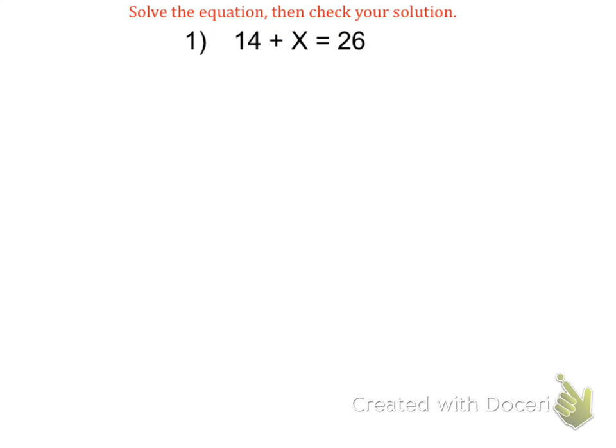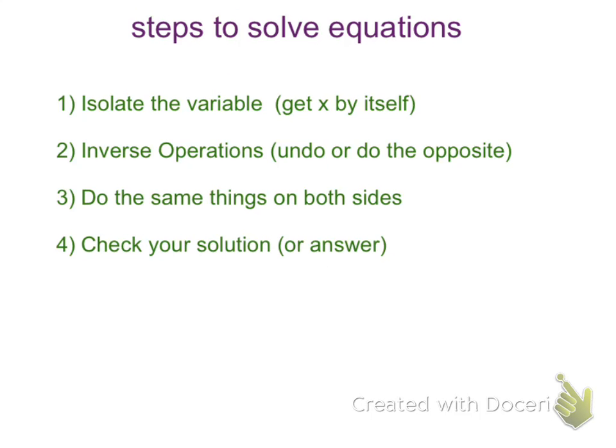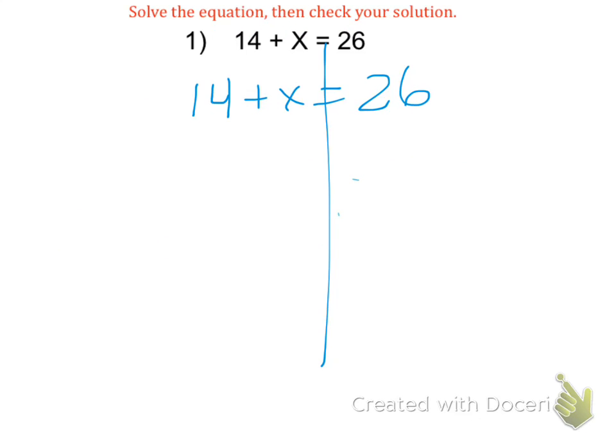So here's our problem number 1. Solve the equation, then check your solution. First thing when you are doing this, I would take the equal sign and draw a line straight down. Rewrite the problem. And if we think back to our first step, isolate the variable. Get x by itself and make sure we're doing the opposite operations. So right now it looks like I am adding 14. So the opposite of adding 14 would be to subtract 14. So make sure you do that on both sides.